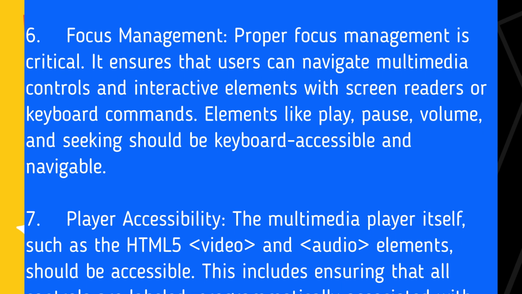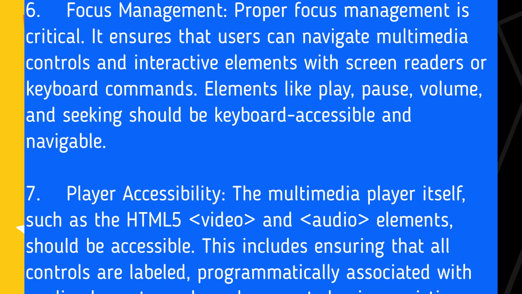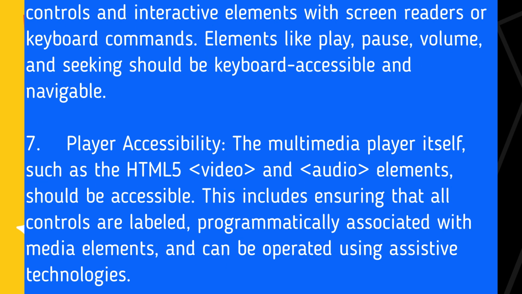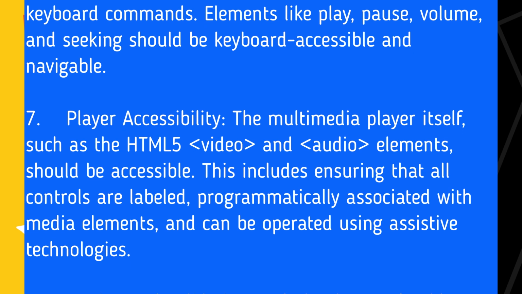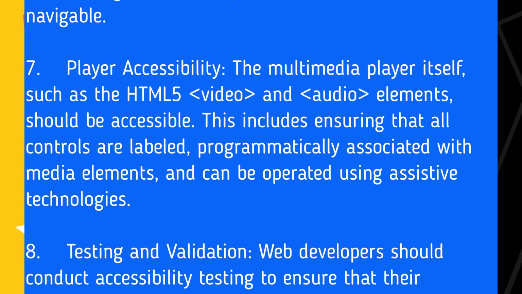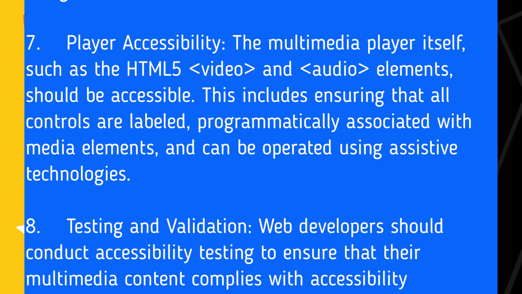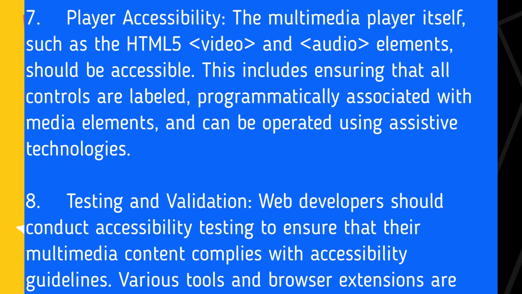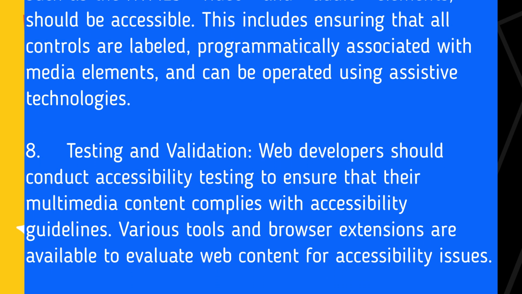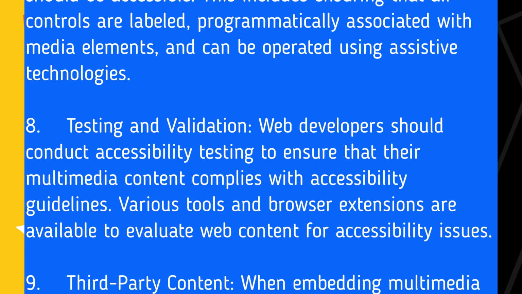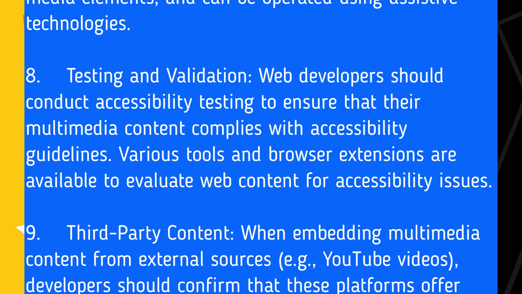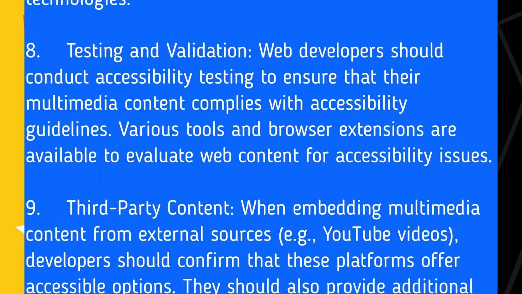7. Player accessibility. The multimedia player itself, such as the HTML5 video and audio elements, should be accessible. This includes ensuring that all controls are labeled, programmatically associated with media elements, and can be operated using assistive technologies. 8. Testing and validation. Web developers should conduct accessibility testing to ensure that their multimedia content complies with accessibility guidelines. Various tools and browser extensions are available to evaluate web content for accessibility issues.